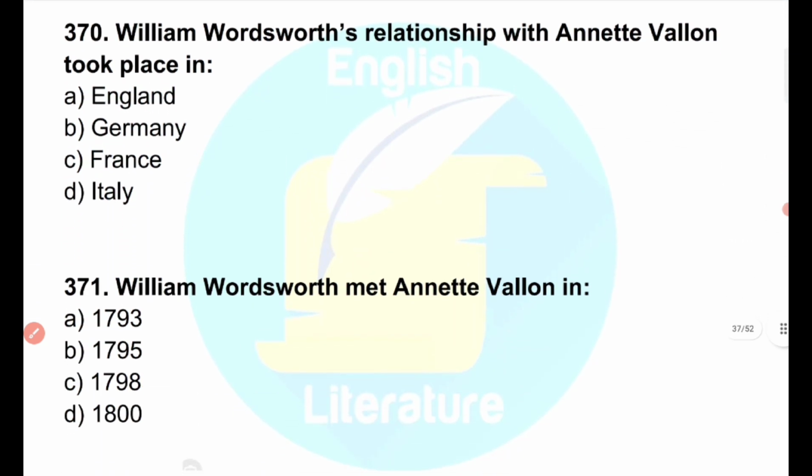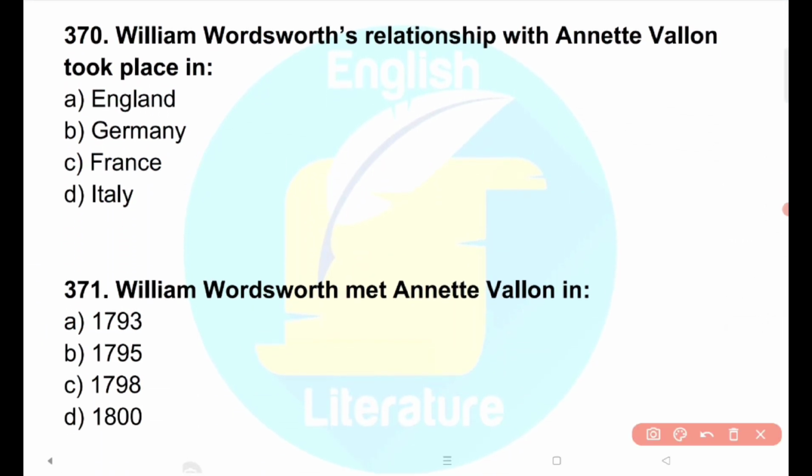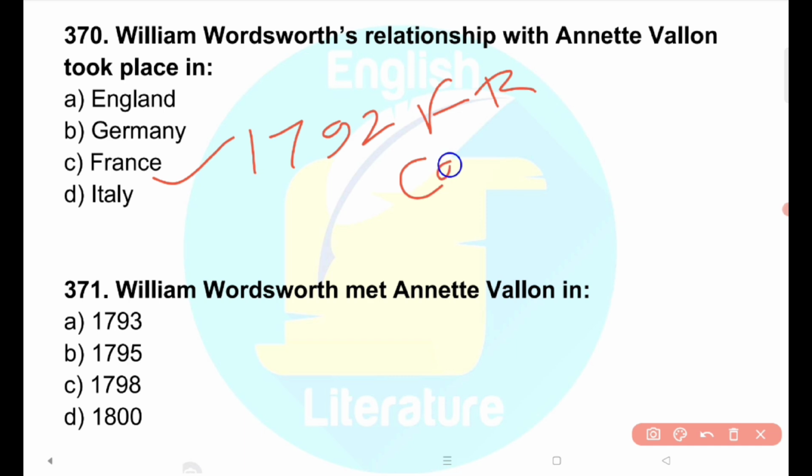William Wordsworth's relationship with Annette Vallon took place in option C, France. Wordsworth met Annette Vallon in France in 1792. While he was there during the French Revolution, their relationship led to the birth of their daughter Caroline. But Wordsworth had to leave France due to political tensions and financial struggle.